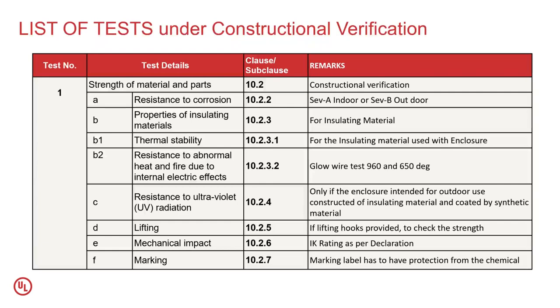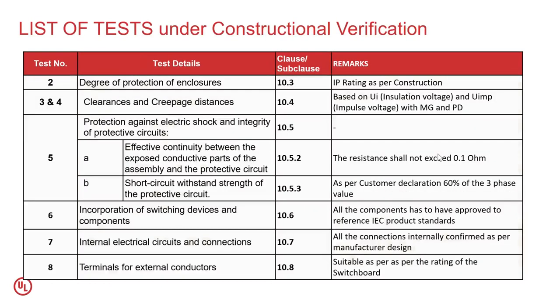In our last seminar, we already discussed the constructional verification, that is resistance to corrosion, thermal stability, resistance to abnormal heat and fire, resistance to UV, lifting, mechanical impact, and marking. All these A to F refer to the constructional part of the switchboard. Additionally, we discussed degree of protection, clearance and creepage, protection against electric shock, integrity of protective circuit, incorporation of switching devices and components, internal electric circuits and connections, and terminals for external conductors. Total 8 tests we already discussed during the last webinar under constructional verification.